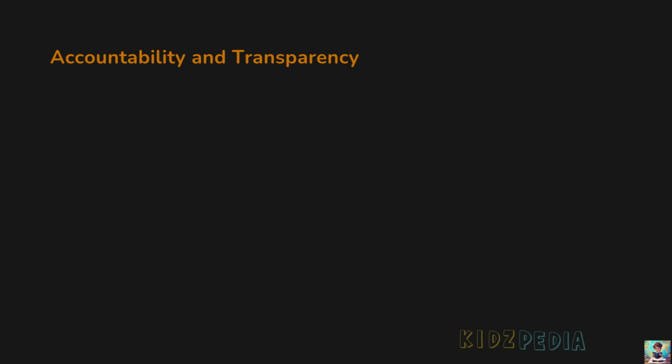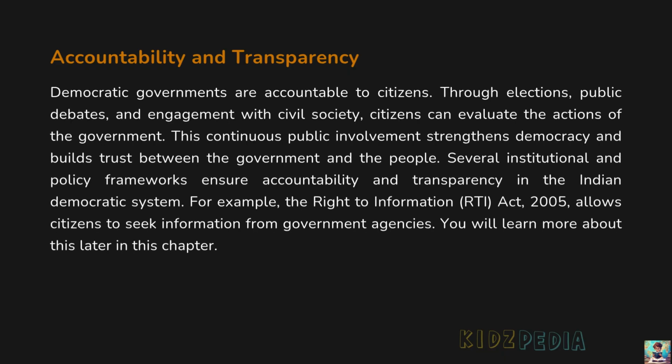Accountability and transparency. Democratic governments are accountable to citizens. Through elections, public debates, and engagement with civil society, citizens can evaluate the actions of the government. This continuous public involvement strengthens democracy and builds trust between the government and the people.